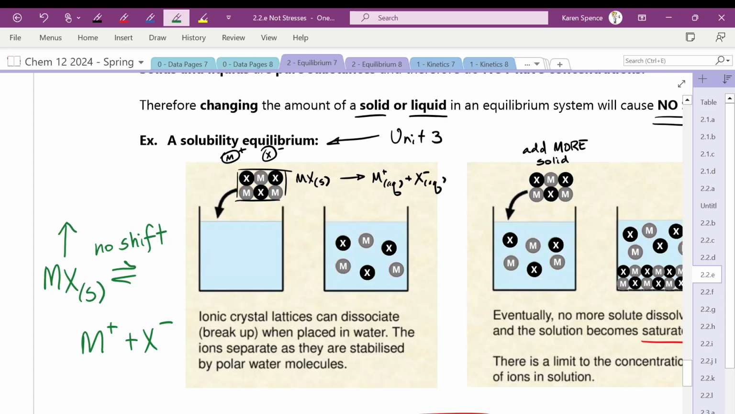If I were to increase the concentration of M, I could make it shift towards the reactants because M has a concentration. It is an ion. If I increase the concentration of X, I could make it shift, but I cannot make a reaction shift by adding a solid or a liquid. Is that good? Okay.